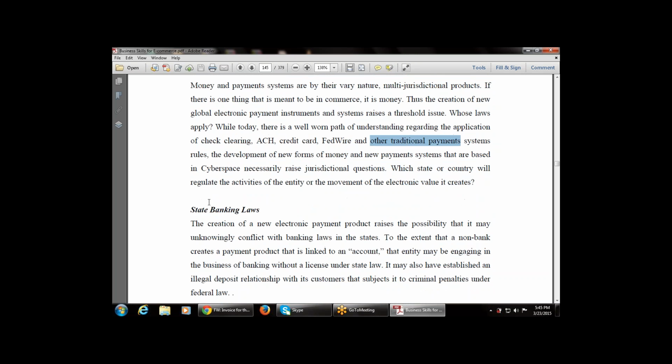Then the next consideration is state banking laws. Whenever we use the e-payment system, there must be banking laws of the states that apply to the payment system that is linked to an account, that is engaged in the business of banking, which is more clear in e-payment systems.